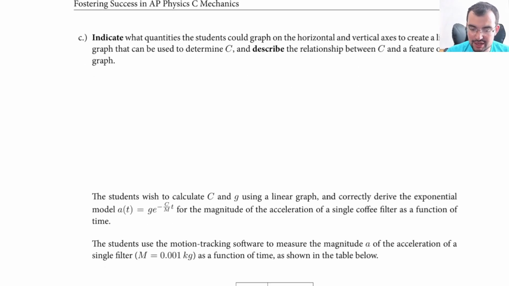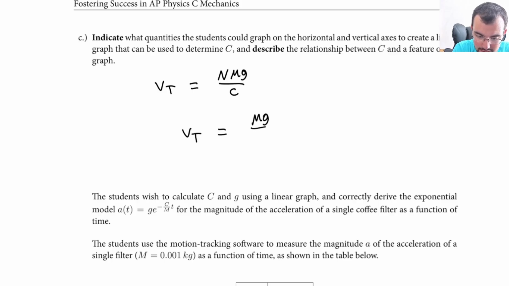How could we use a best fit linearization to solve for c in this case? Well, the terminal velocity is nmg over c. The things that we collected were terminal velocity and n. So this means that terminal velocity would be equal to mg divided by c times n. Again, it's always good practice just to put your variable at the very end of these lab expressions. You can figure out what's going in the box with it.